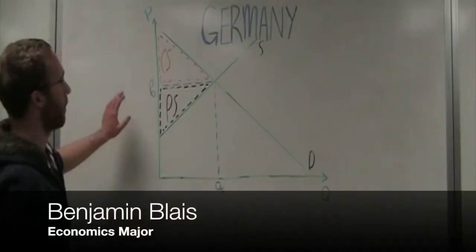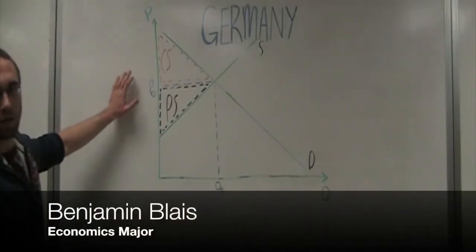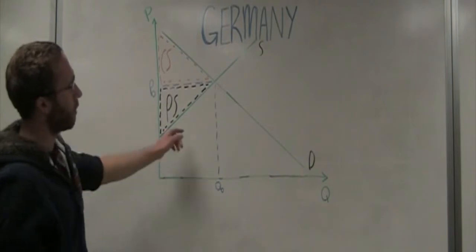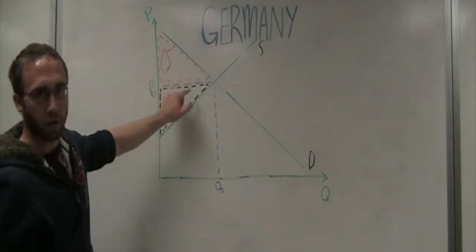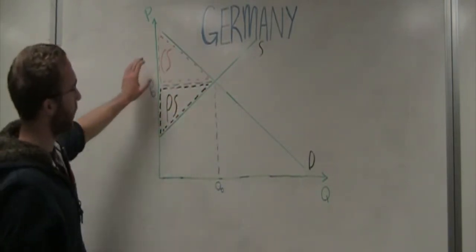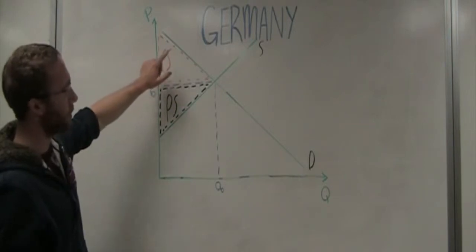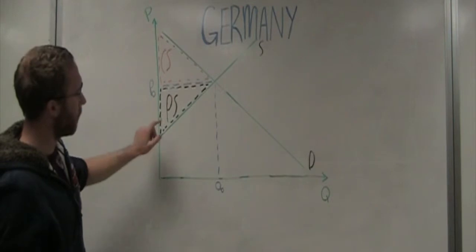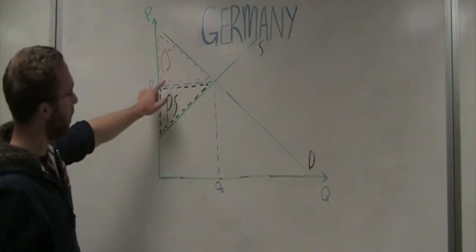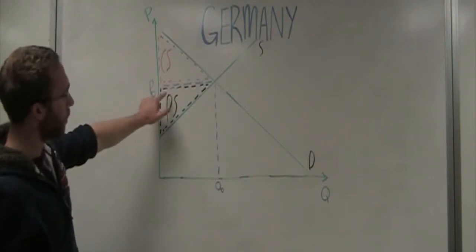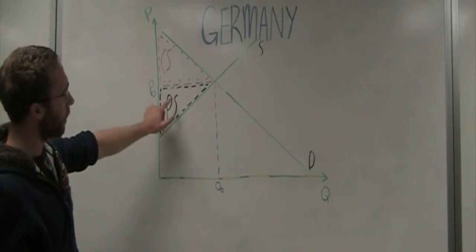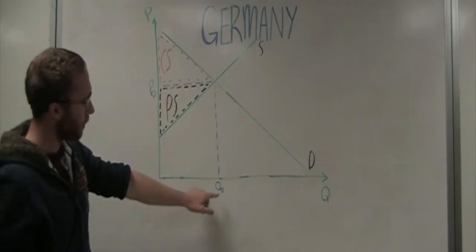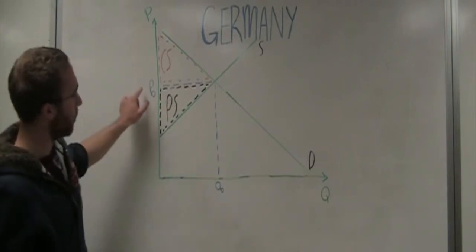Alright, so here we have a basic example of a supply and demand graph. We have the supply curve, we have the demand curve. Here we have the consumer surplus, which is the area below the demand curve but above the equilibrium price. Then you have the producer surplus, which is the area below the equilibrium price and above the supply curve. This is the equilibrium quantity, the equilibrium price.